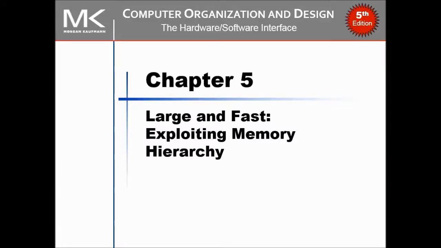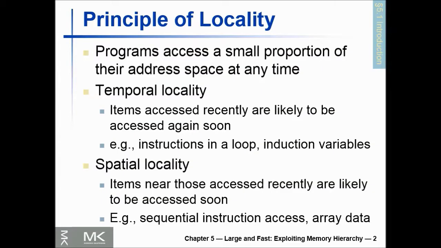Chapter number 5, Exploiting Memory Hierarchy. In the previous chapter about the Central Processing Unit, CPU, where we discussed the Arithmetic and Logic Unit, ALU, and the Control Path Implementation, we also looked at different techniques for improving the performance of processors. This chapter discusses another component of the digital computer called memory.